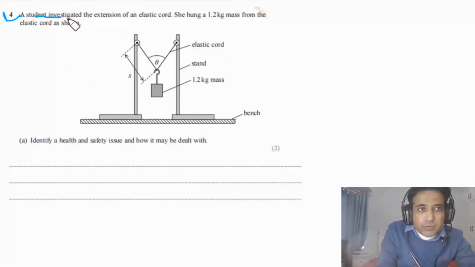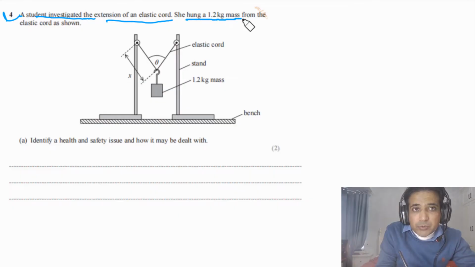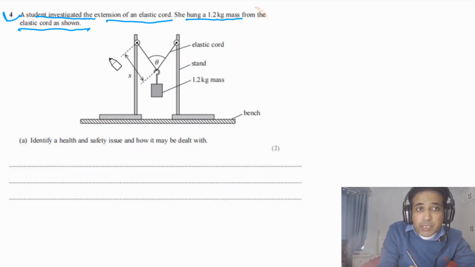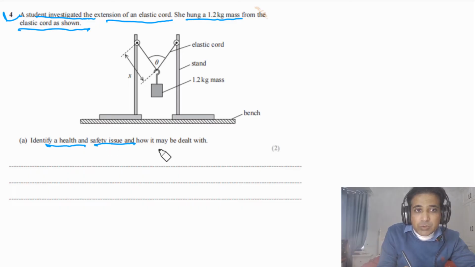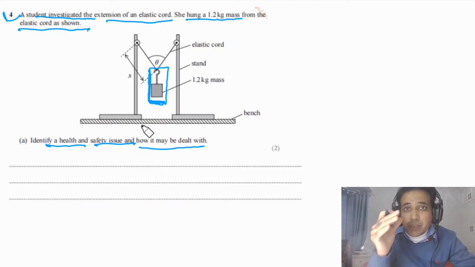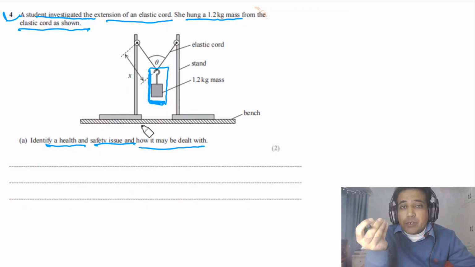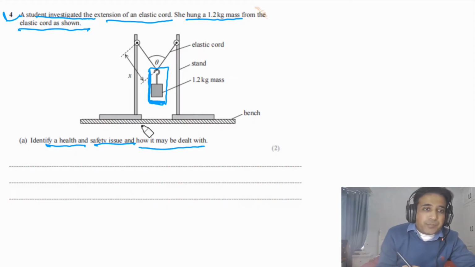Question 4 says a student investigated the extension of an elastic cord. She hung a 1.2 kg mass from the elastic cord as shown in the figure. For part A, identify a health and safety issue and how we can protect. First of all, if you look at this mass, it is a heavy mass, 1.2 kg. If it falls down, it may injure the feet. So how can we protect? We can protect by wearing safety shoes.